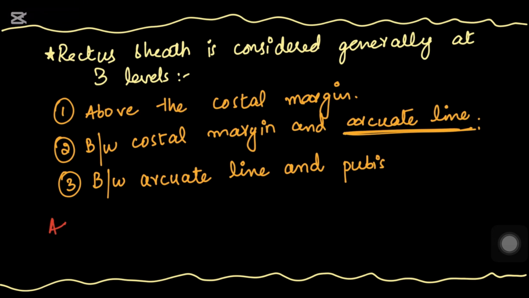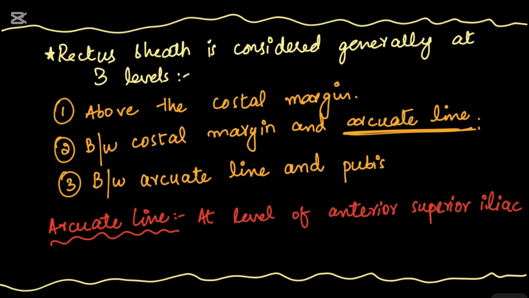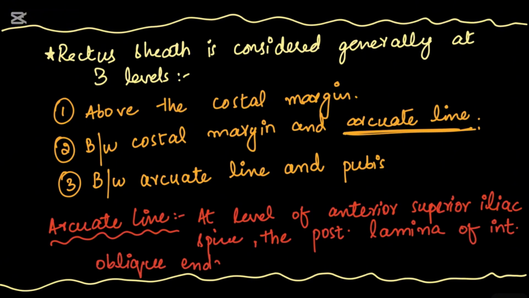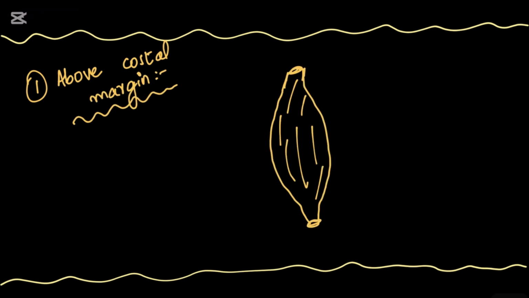Arcuate line at the level of anterior superior iliac spine. Okay, the posterior lamina of internal oblique ends up in a free curved margin. This forms the arcuate line. Now 3 levels of the rectus sheath. Number 1, above the costal margin.